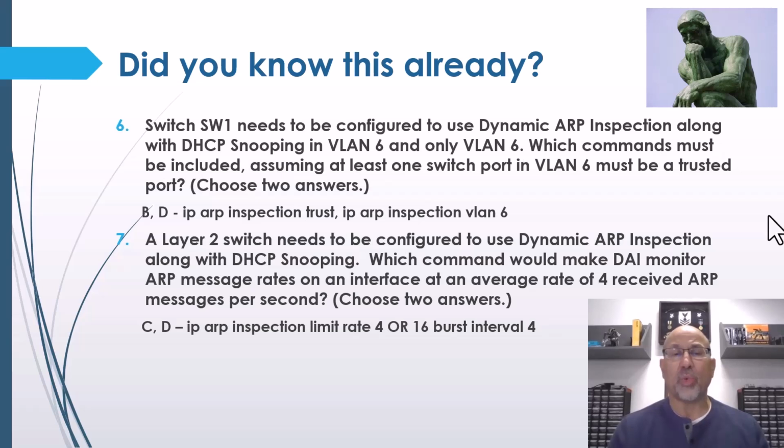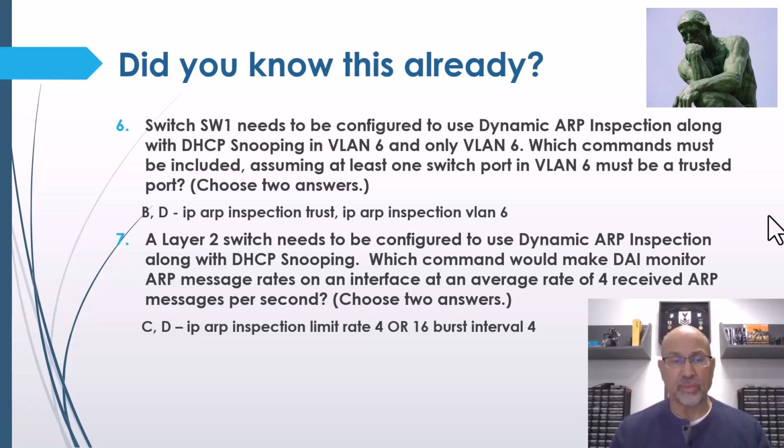Question number 6, switch 1 needs to be configured to use dynamic ARP inspection along with DHCP snooping in VLAN 6 and only in VLAN 6. Which commands must be included assuming that at least one switch port in VLAN 6 must be a trusted port? Choose 2 answers. If you're going to do dynamic ARP inspection, you have to enable that on the VLAN. And then if you need to have a trusted port, you've got to go into a port and then say ip arp inspection trust on this particular port.